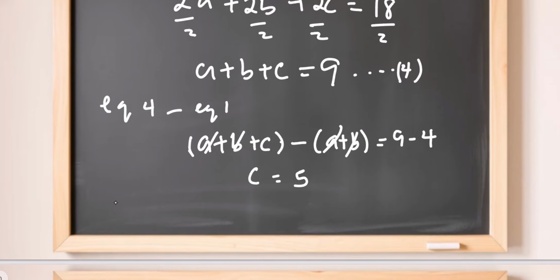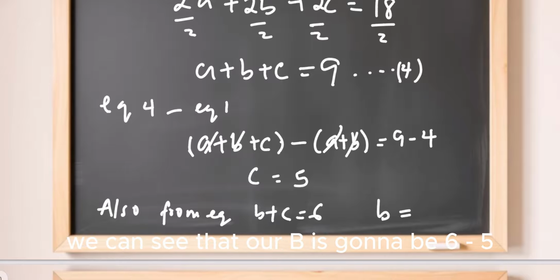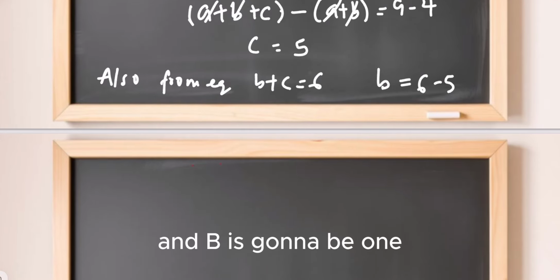Also, from equation 2, we have b plus c equals 6. So from here, we can see that our b is going to be 6 minus 5, and b is going to be 1.